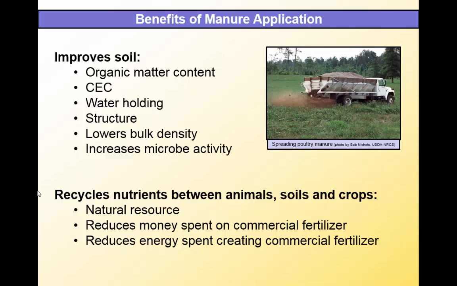It improves organic matter content, which also helps increase the CEC, the cation exchange capacity, and water holding. It improves the structure, how well that soil holds together. It can lower the bulk density. It can also increase microbe activity. It helps recycle nutrients between animals, soils, and crops. So if you're feeding that corn to a cow, you can use manure from the cow to apply as nutrients, and you can actually cycle the nutrients within that system.